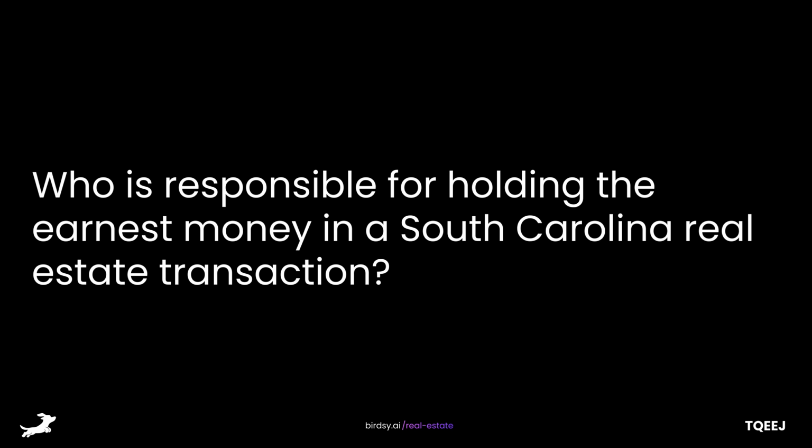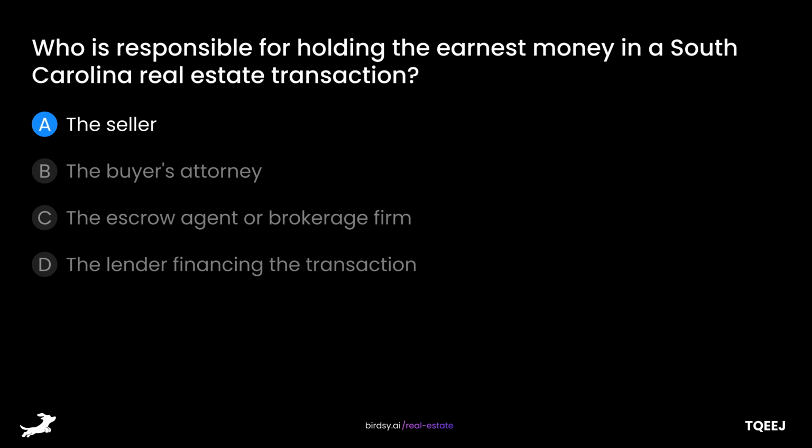Who is responsible for holding the earnest money in a South Carolina real estate transaction? Is it A, the seller? B, the buyer's attorney? C, the escrow agent or brokerage firm? Or D, the lender financing the transaction? The answer is C, the escrow agent or brokerage firm.